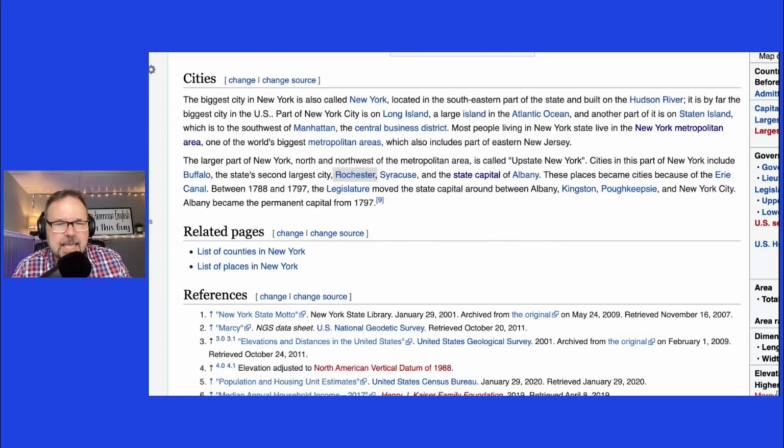Between 1788 and 1797, the legislature, we'll talk about that in a minute, moved the state capital around between Albany, Kingston, and, how do you think you say that word? Starting with the P. It's Poughkeepsie. And New York City. Albany became the permanent capital from 1797. Permanent, that means it's going to stay. It's not going anywhere. It is what it is.